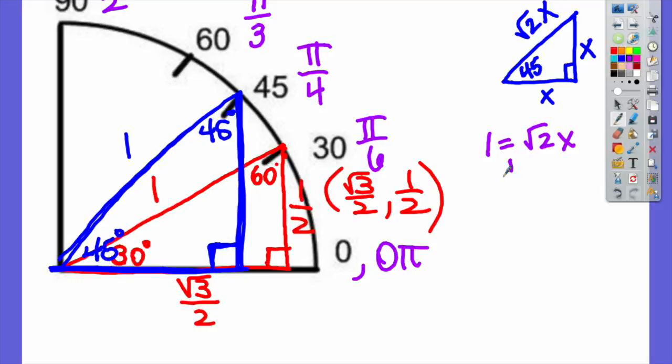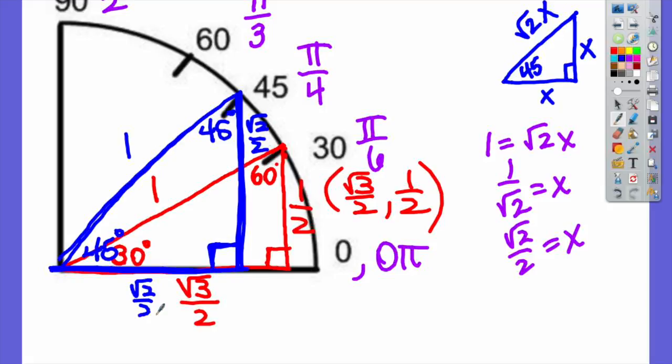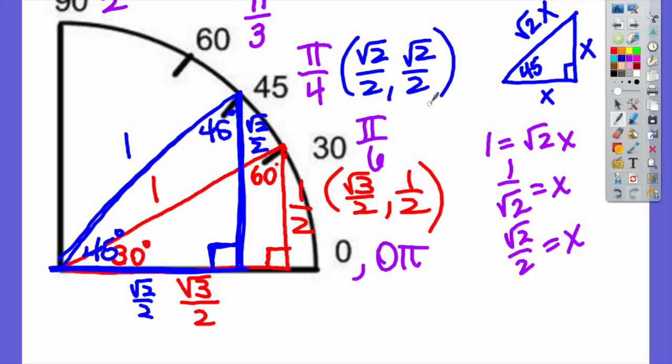1 over the square root of 2. But I can't leave it like that. And those are the x values. That's this length right here, square root of 2 over 2. And that's this length here, square root of 2 over 2. Which means my ordered pair is, using this general makeup triangle, we set 1 equal to the square root of 2x. Solve for x.